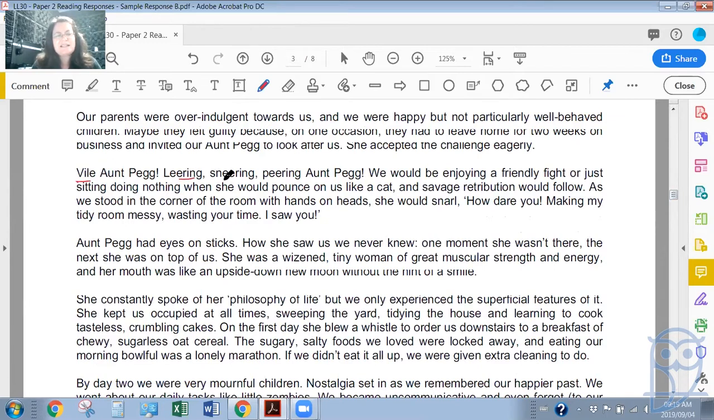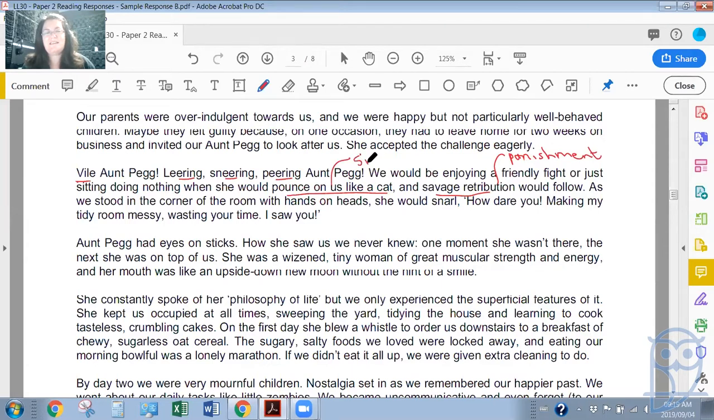And if we look back at the extract, paragraphs 2 and 3, certain words stick out, like vile, leering, sneering, peering, pounce on us like a cat. What is that? What device is used there? For those of you who know it, please let me know. Savage retribution. Okay, retribution is punishment, but it's not just your everyday punishment, it's savage punishment. It's harsh. Okay. Yes, this is a simile.